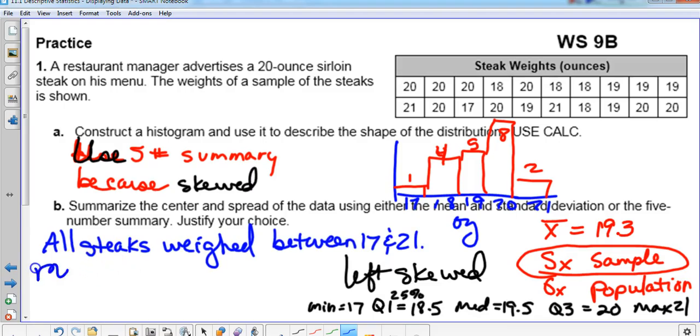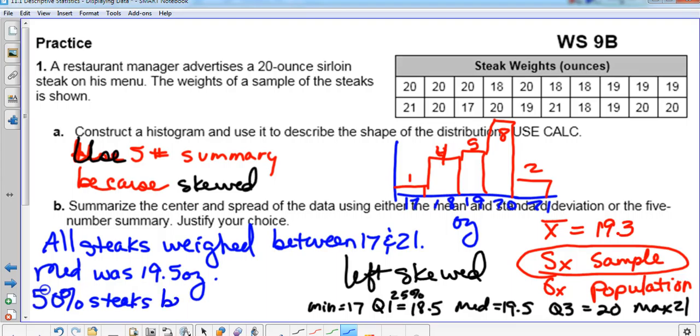The median was 19.5 ounces. And how about the middle 50%? 50% of steaks weighed between what? 18.5 and 20 ounces.